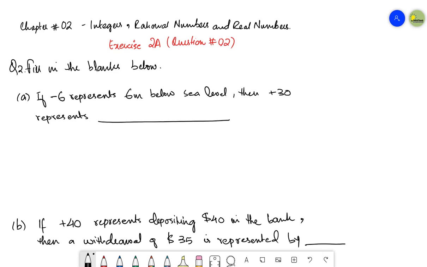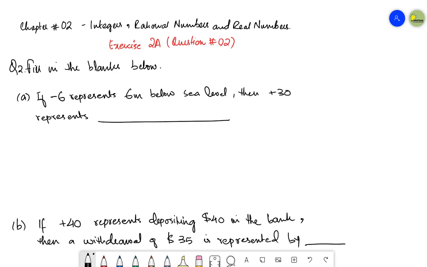exercise 2A. The book is D1, and the topic is integers, rational numbers and real numbers. In this question, basically we need to fill some of the blanks that are given to us with appropriate answers. It comprises 4 fill in the blanks, starting from A. In A, it is given that if minus 6 represents 6 meter below sea level, then plus 30 represents what?